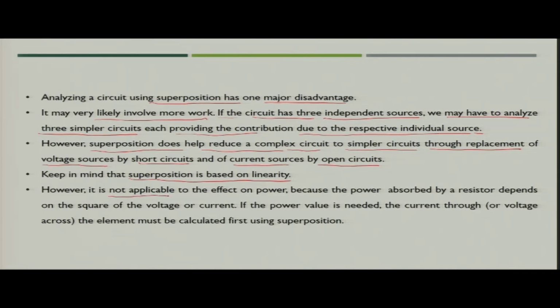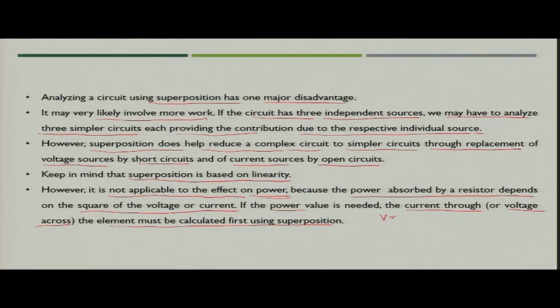Now, we have discussed earlier that the relationship between voltage and power, and current and power, is non-linear. So, you cannot apply the superposition theorem to find out the value of power. Why? Because the power absorbed by a resistor depends on the square of the voltage and current, which is a non-linear relationship. Now, if you need to find out the value of power, what can you do? You can either find the value of current or voltage with the help of the superposition theorem, and then finally calculate the value of power after getting the value of current and voltage.